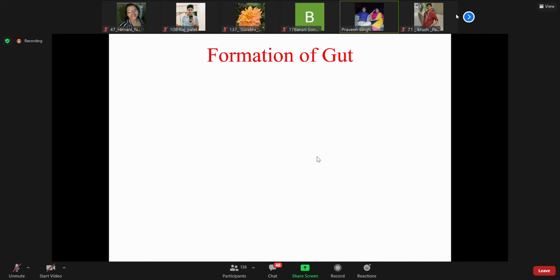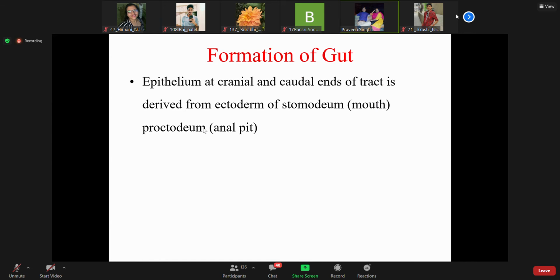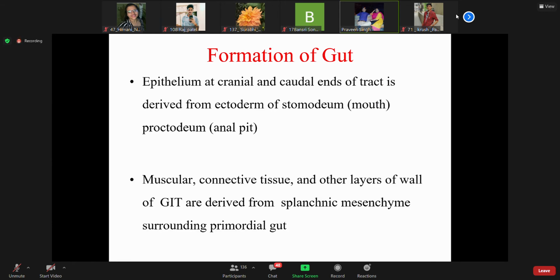This is written here. So epithelium at the cranial and caudal end of the gastrointestinal tract is derived from ectoderm of the stomodeum. Stomodeum means mouth. And proctodeum. Procto means the rear part, the anal pit. Now, this is the second very, very important point.